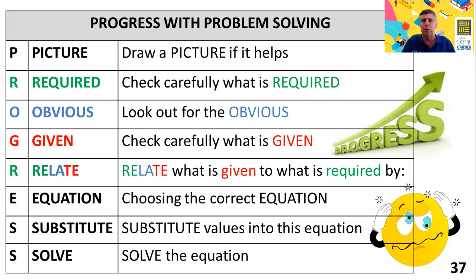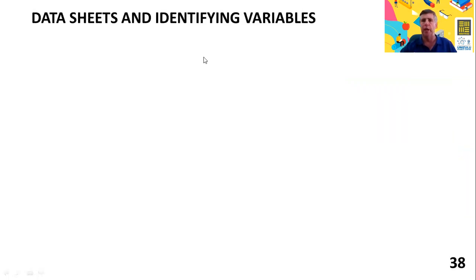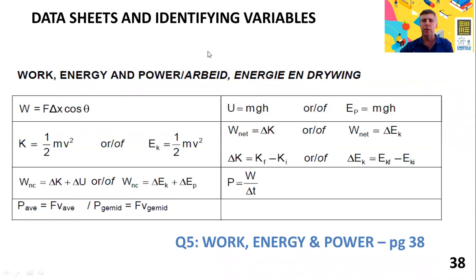Then check carefully what is given, what information are you given, and look out for things like from rest, which means velocity equals naught. Then you need to relate what is given to what is required by choosing the correct equation, and then you substitute and solve carefully. Now, how do we find our correct equation? Well, on page 38, we have our data sheets, and halfway down on page 38, we have the equations for work, energy, and power. And these will always be associated with question 5.